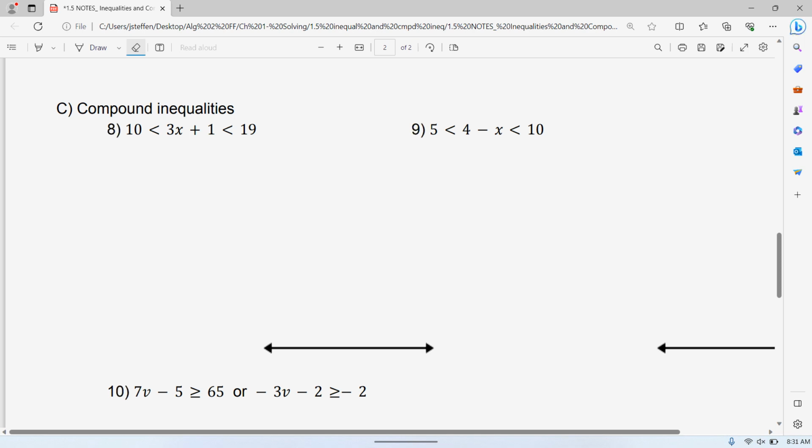I always recommend, and again it takes a little bit more room, that I split it up into 2 equations. This 3x plus 1 goes with both of them. So 10 is less than 3x plus 1, and 3x plus 1 is less than 19. Another mistake is that a lot of people put 10 is less than 3x, and then put 1 is less than 19, splitting it up right at this equal sign. That's not going to help you, because you get 1 is less than 19, which is true, but that doesn't have anything to solve. So the whole thing in the middle, the 3x plus 1, goes with both.